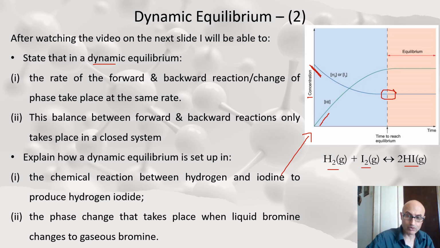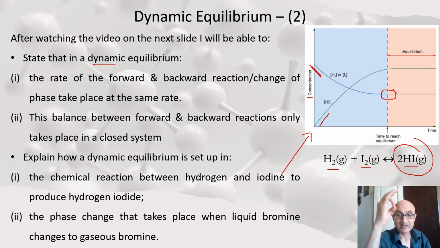At equilibrium, what has happened? Enough of the hydrogen iodide has been built up to exactly cancel out the forward reaction. The hydrogen and the iodine at equilibrium are forming hydrogen iodide at exactly the same rate that it now is breaking down to form hydrogen and iodine again. And this goes on all of the time. That's why it's a dynamic equilibrium.